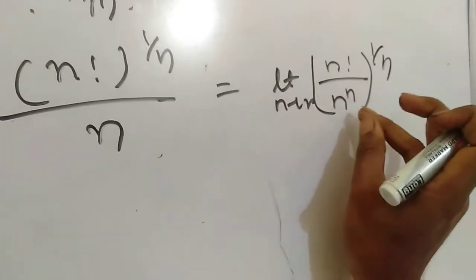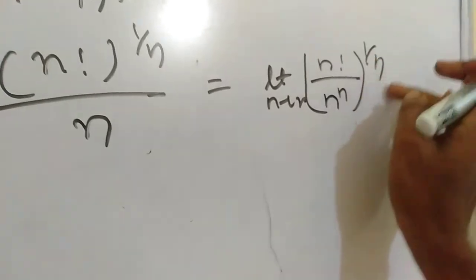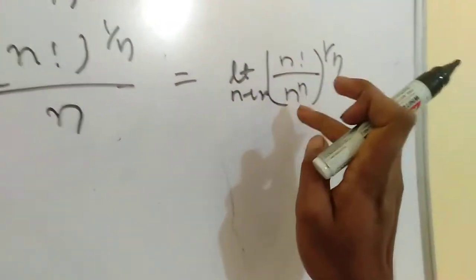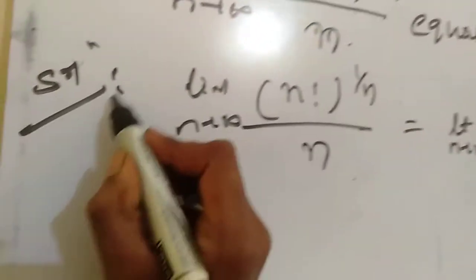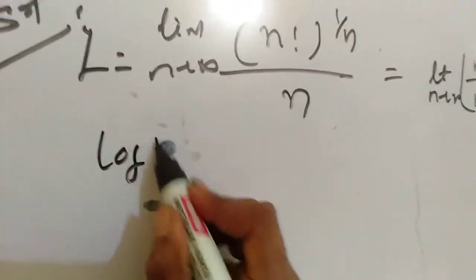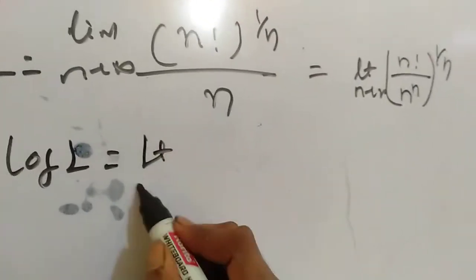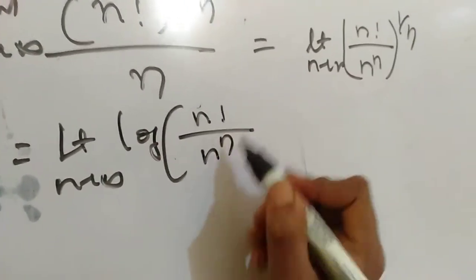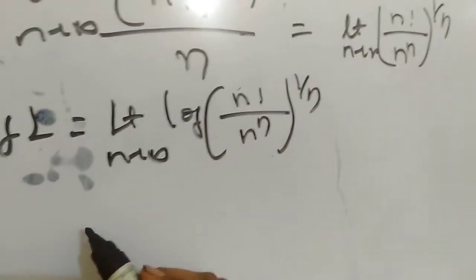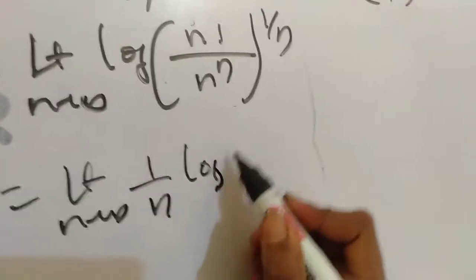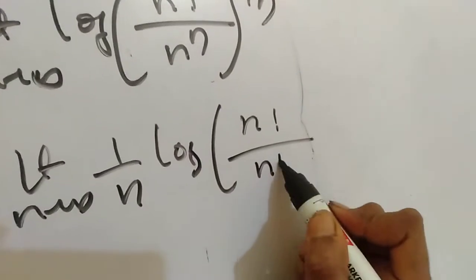If we cancel n and 1 by n, we get n only. Then we take the limit n tends to infinity of n factorial by n power of n, into 1 by n. Now consider this as L. Then we take the log on both sides, we get log L is equal to limit n tends to infinity of log of n factorial by n power of n, to the power 1 by n. Then limit n tends to infinity 1 by n into log of n factorial by n power of n.